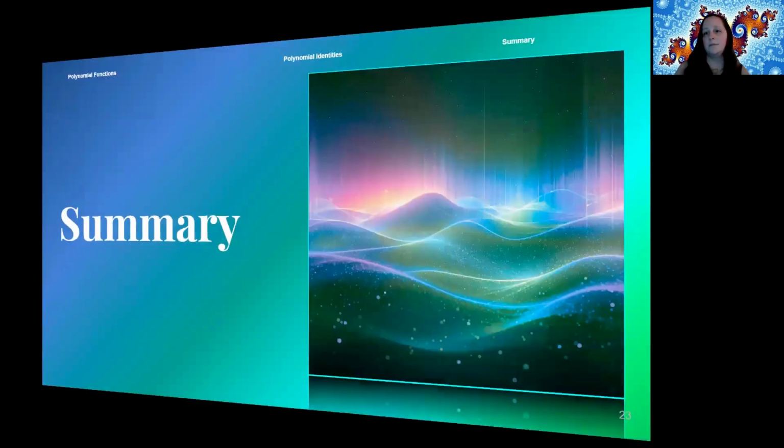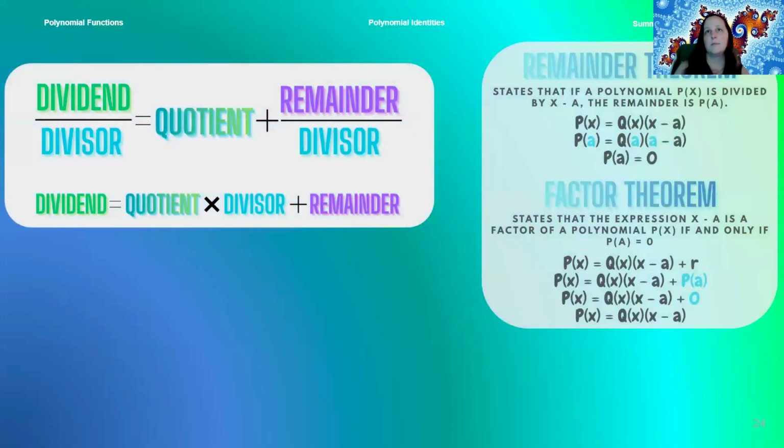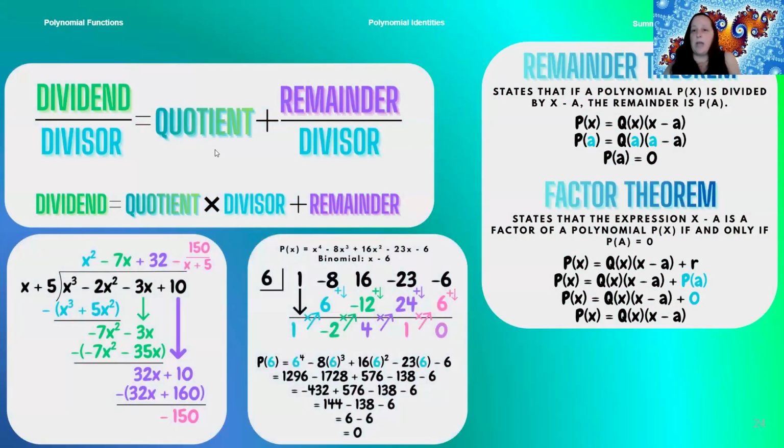Summary. So we have two different ways that we can write our answer to our division problems. I can write it as the quotient plus my remainder divided by the divisor, or I can write it as quotient times my divisor plus my remainder. I have the remainder theorem, the factor theorem, and then I've got my long division versus my synthetic division. And I can also use this to figure out if something is a 0 of a function. And that is the end of lesson 4.